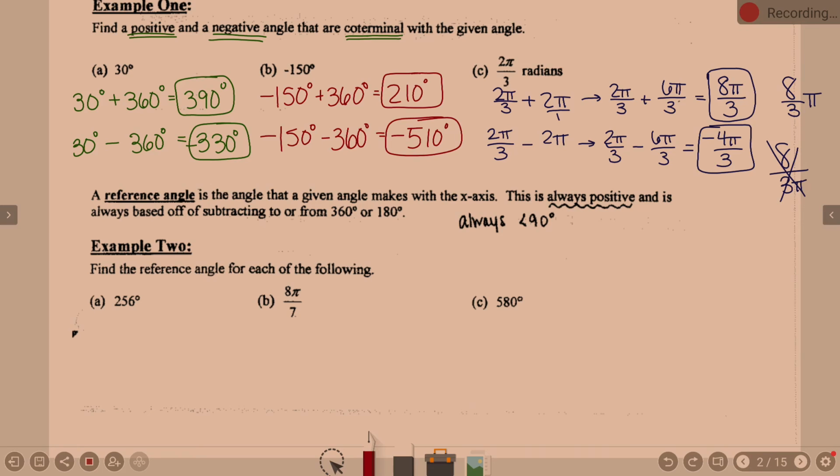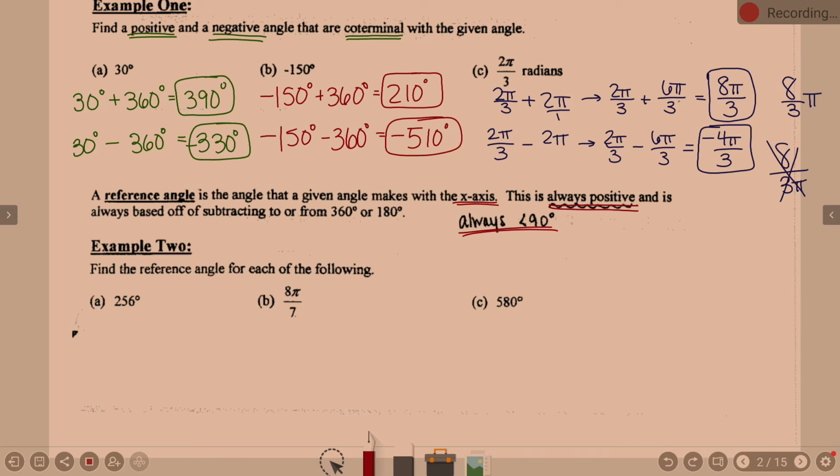So reference angle: it makes the angle with the x-axis. It's always a positive value, and it's always less than 90 degrees because you're looking at how close something is to the x-axis. Is it closer over here at 0? Is it closer to 180? Is it closer to 360 down here? What is it closest to? So a reference angle is always from 0 to 90, and always positive.